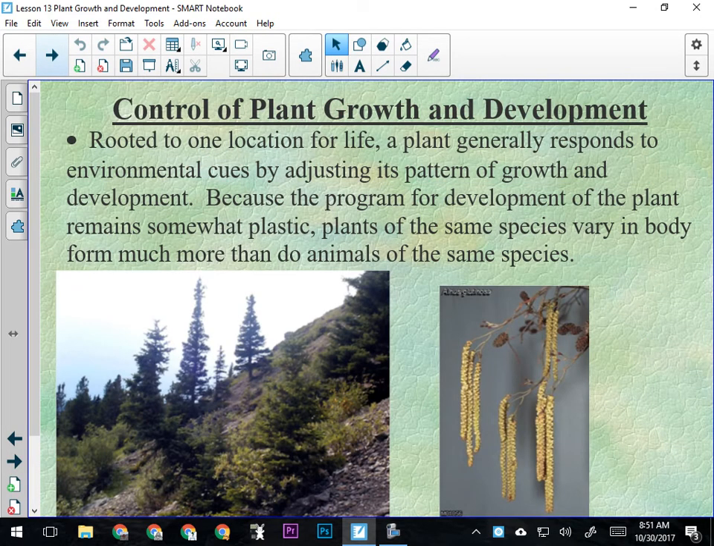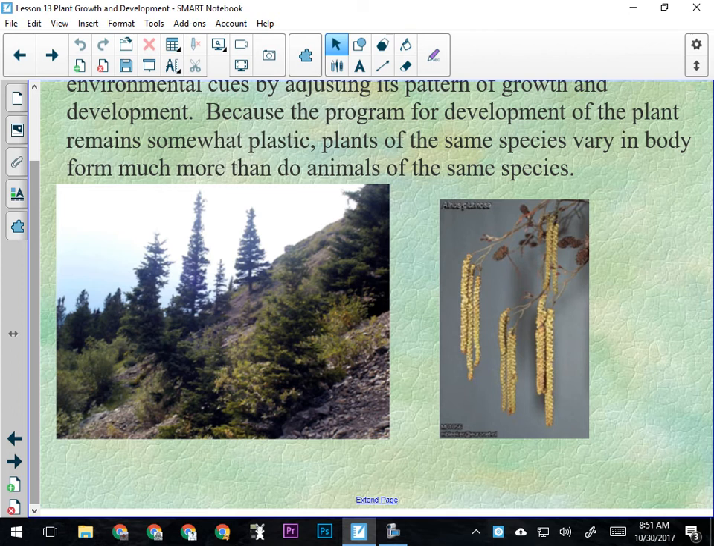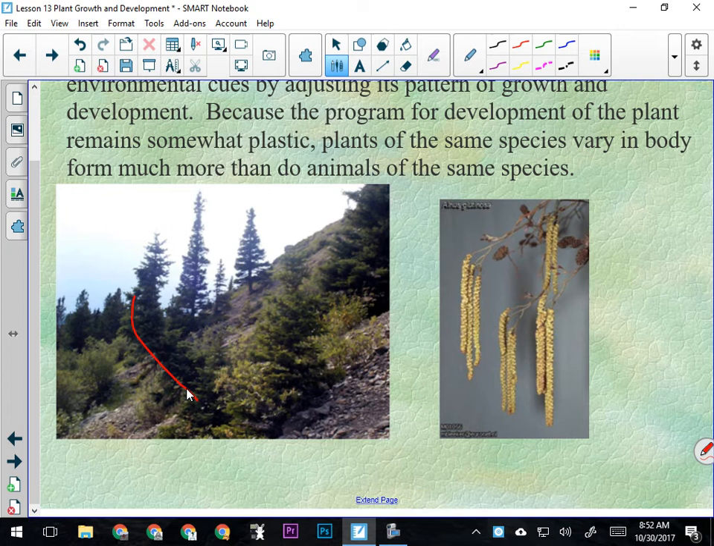Plants are rooted to one location for life, and that means they have to be able to adapt to whatever they're going to encounter right there. Unlike animals, who, if the situation gets dire, can just pick up and go, plants can't do that. They have to tough it out. So they have to be able to adapt to whatever the environment throws them. Now, it's kind of hard to see in this picture, but there's all these spruce trees, and they're all fairly straight, and then there's this one in the foreground whose trunk looks like that. Why?